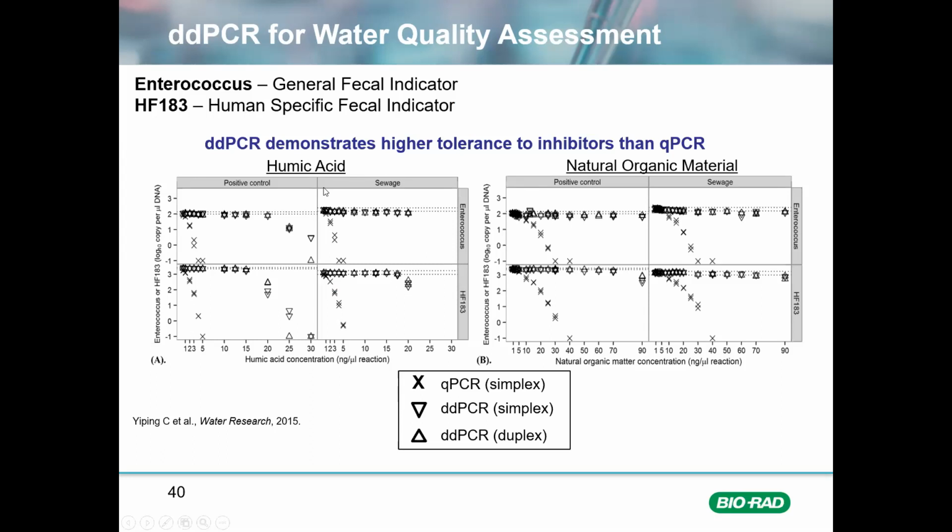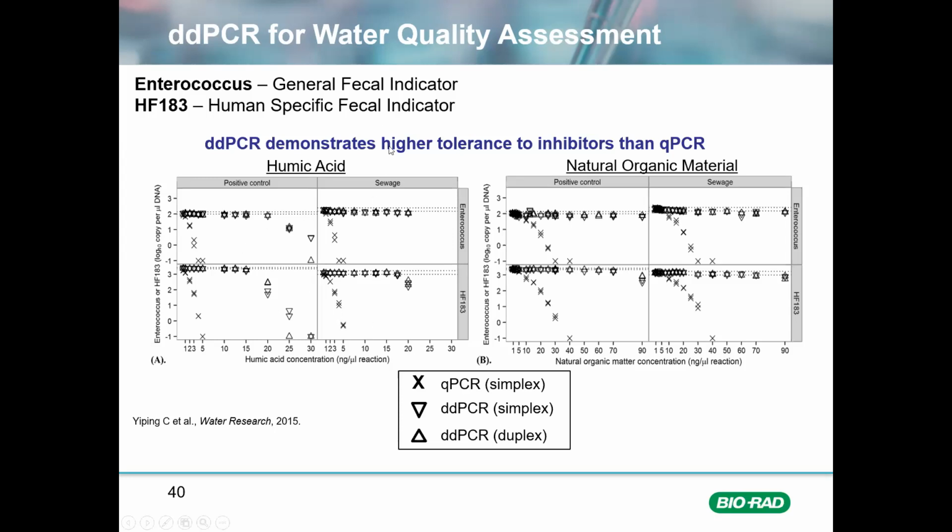Now, they ran qPCR and compared it to ddPCR. ddPCR was run either as a simplex, so each of these individually, or a duplex assay looking at both targets. qPCR was only run as a simplex because the duplex assay did not work by qPCR. And that's something that's not uncommon to see, that ddPCR is oftentimes a little bit easier to do multiplexing.